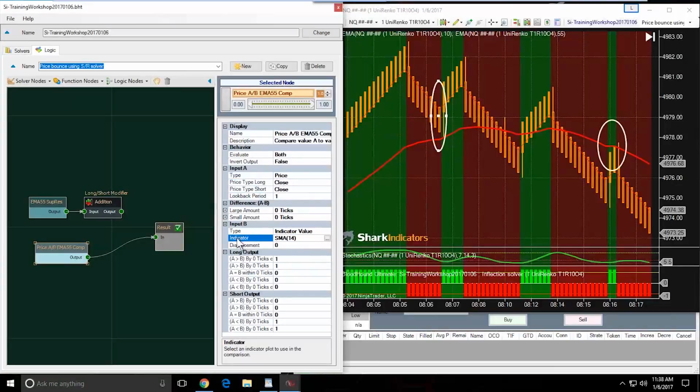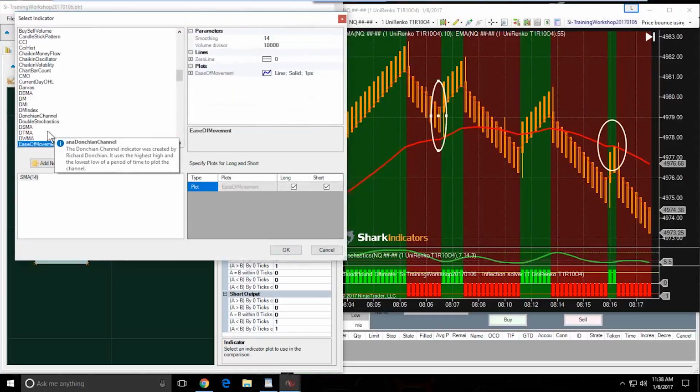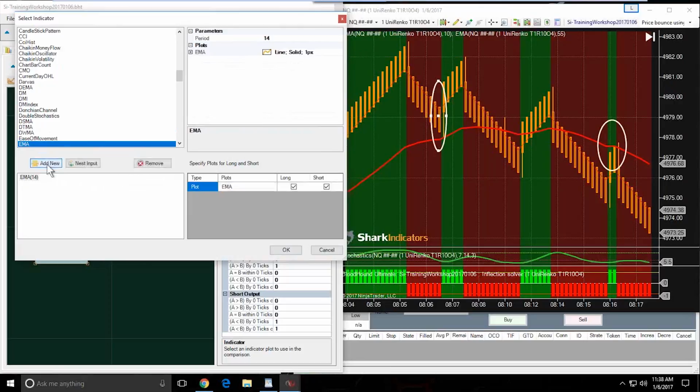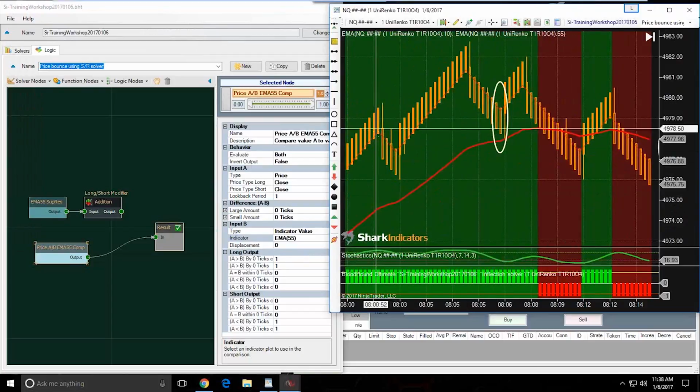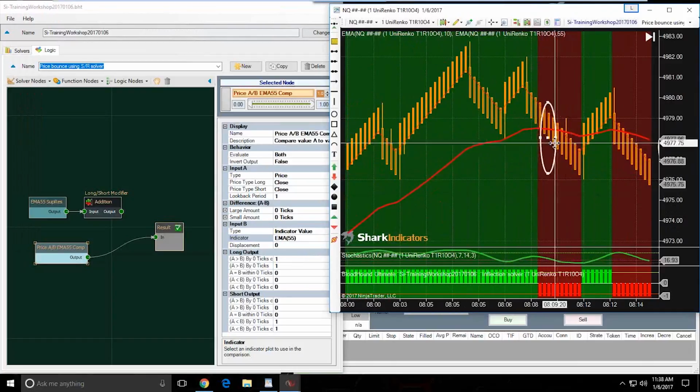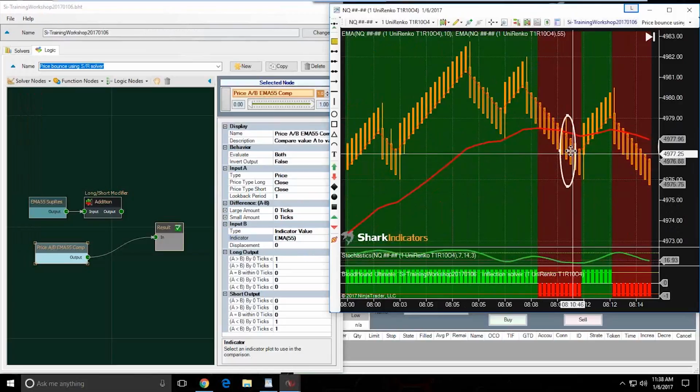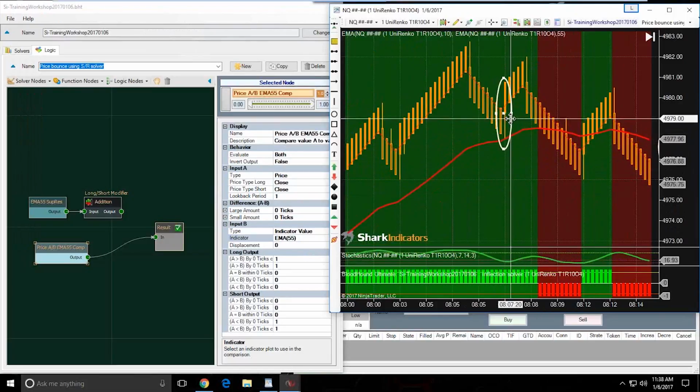For input B, let's change that to our EMA. So there's our EMA. Add that down here. Now let's change it to a 55. Okay, our EMA plot is selected. There we go. And if we look at the chart, we can see if price is above our EMA or if it's below. We can see here price starts crossing or breaking down below the EMA.